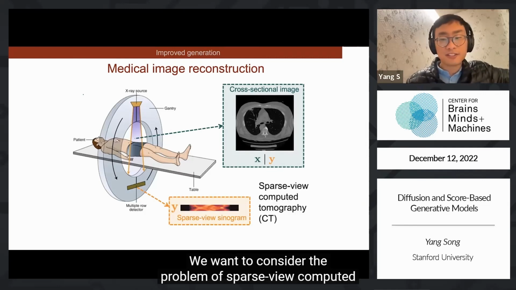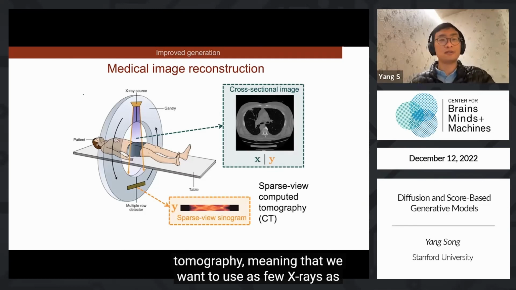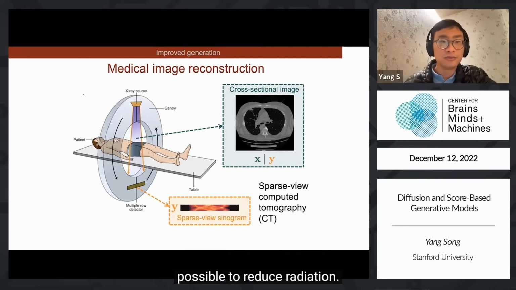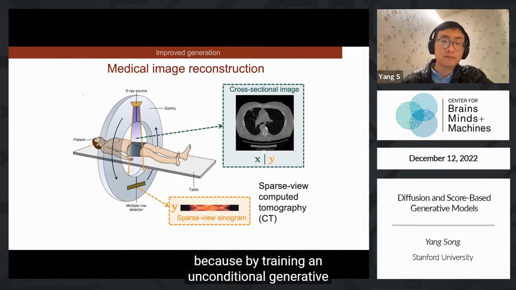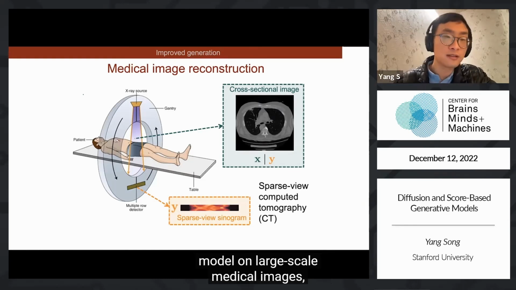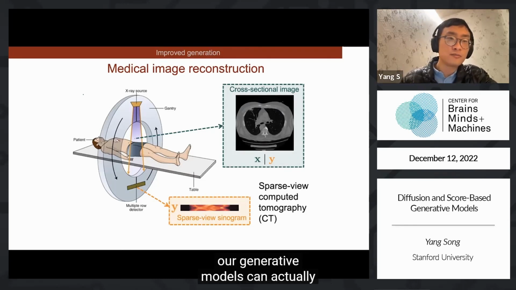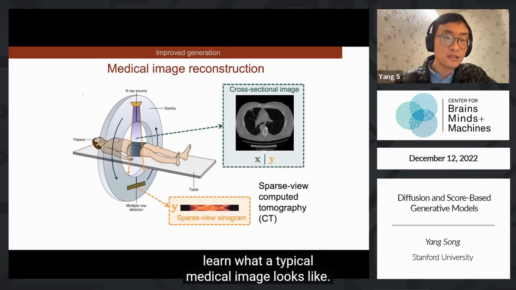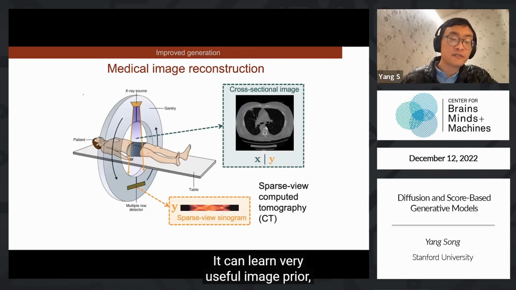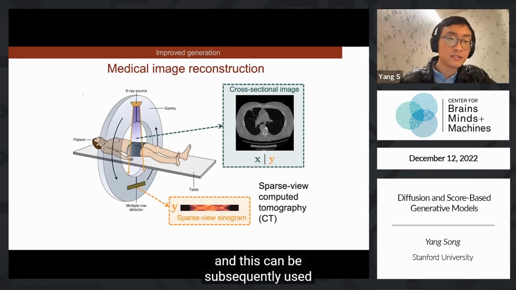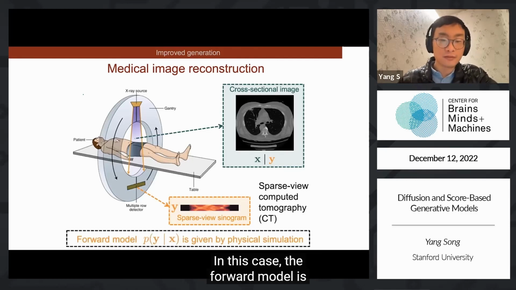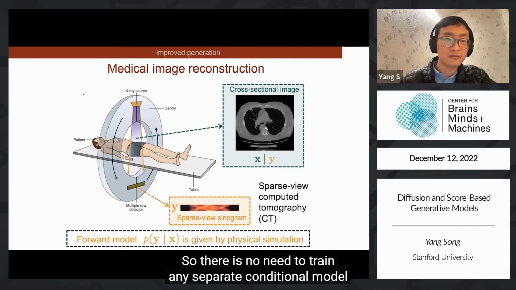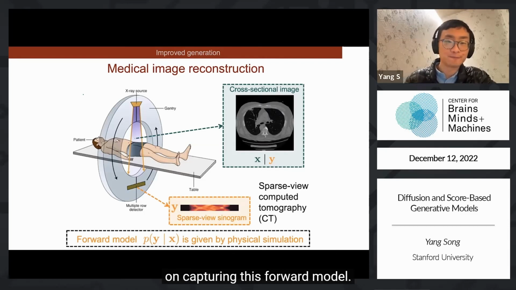We want to consider the problem of sparse-view computed tomography, meaning that we want to use as few X-rays as possible to reduce radiation. And this is a very suitable task for generative models because by training an unconditional generative model on large-scale medical images, our generative models can actually learn what a typical medical image looks like. It can learn a very useful image prior, and this can be subsequently used to reduce the number of X-ray projections. In this case, the forward model is given by physical simulation, so there is no need to train any separate conditional model for capturing this forward model.